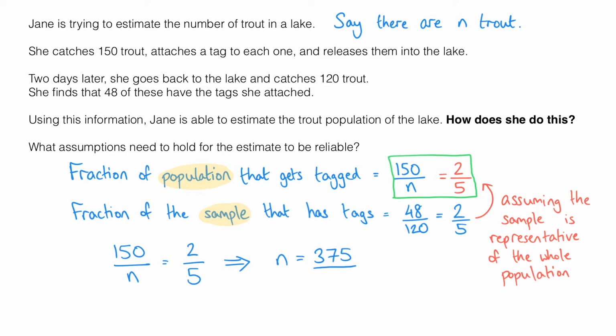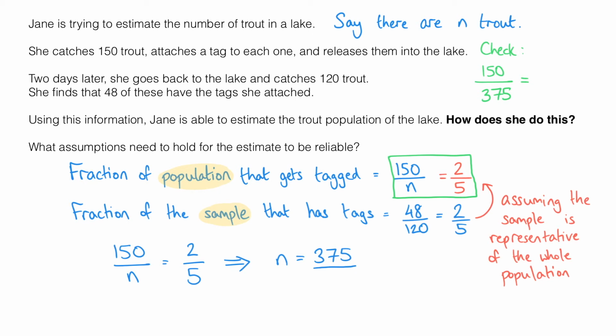One more thing before we get to the end of this video: you can always check your answer for the population estimate. All you need to do is check that these two fractions are indeed equivalent fractions. So I'll do that up here. We just need to check that 150 over n, now n being 375, actually does simplify to 2/5.